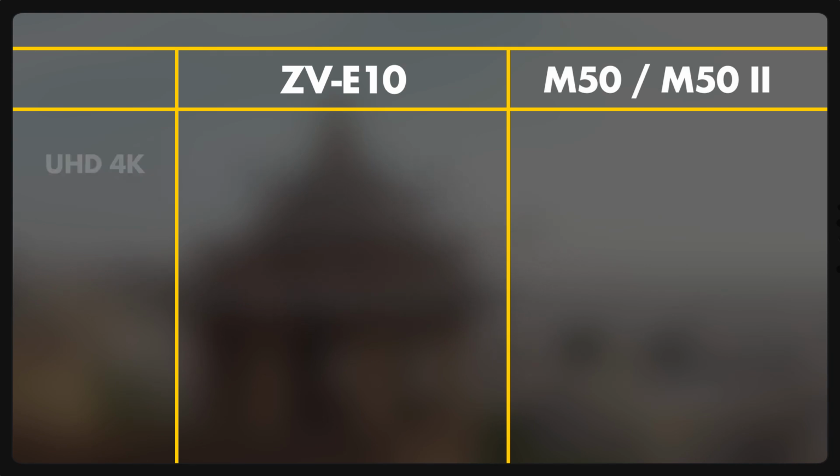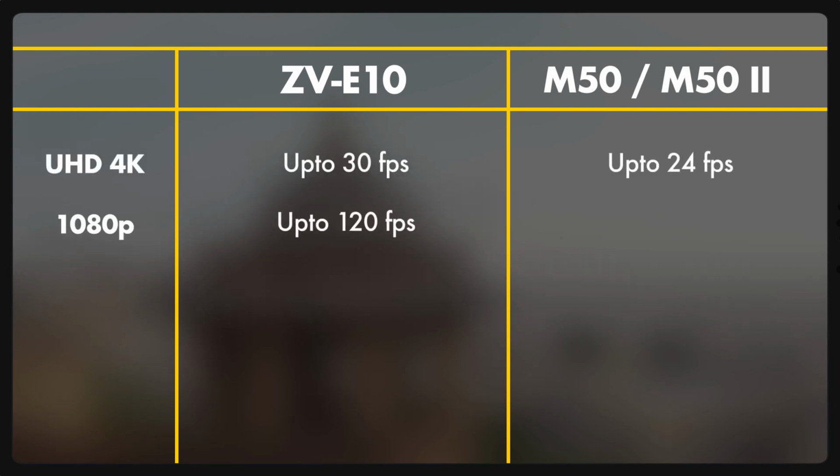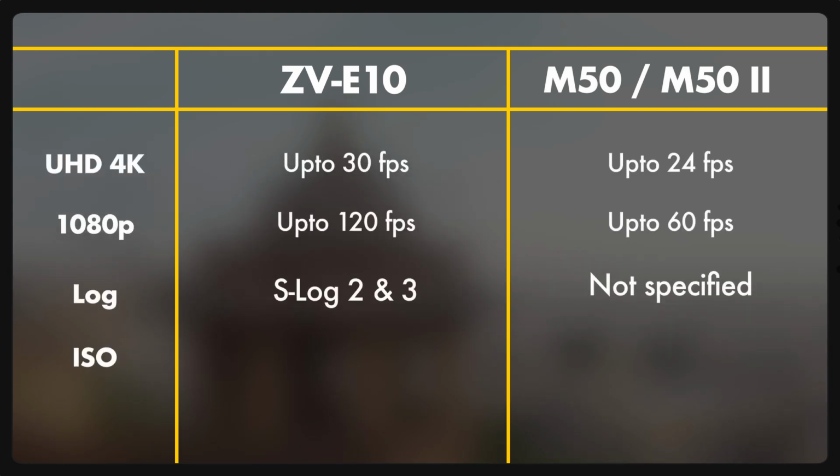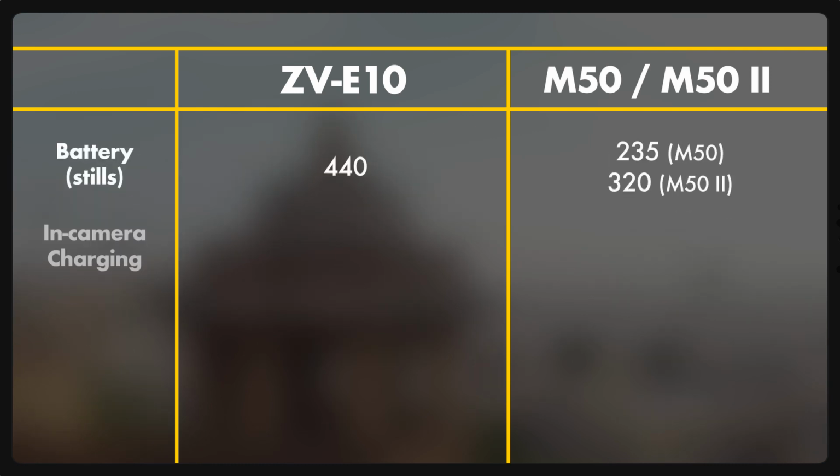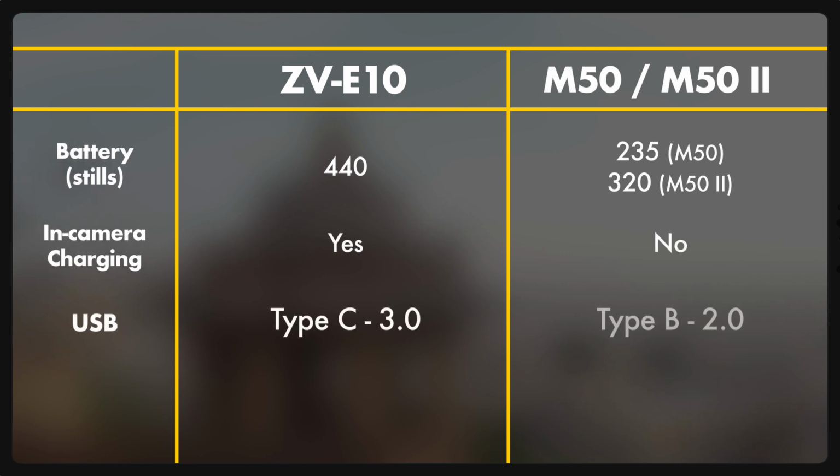So here are some reasons to buy Sony ZV E10 over Canon M50 or M50 Mark II. UHD 4K recording up to 30 fps, Full HD recording up to 120 fps, S-Log 2 and 3 profiles, better ISO, more AF points to choose from, better battery life in case of stills, in-camera charging, Type-C USB port and a headphone port, plus the benefits of having all those feature buttons on Sony ZV E10.